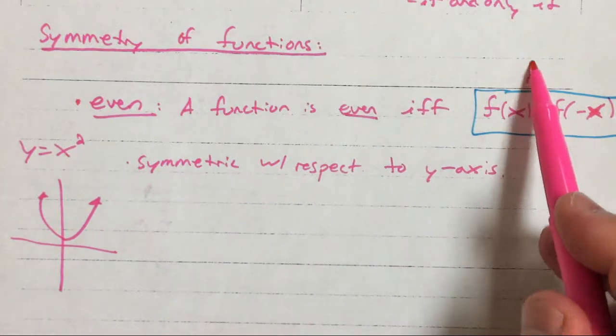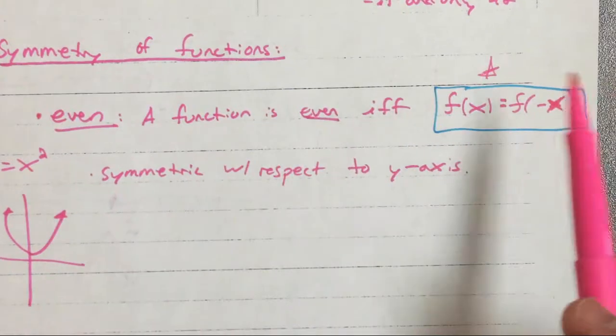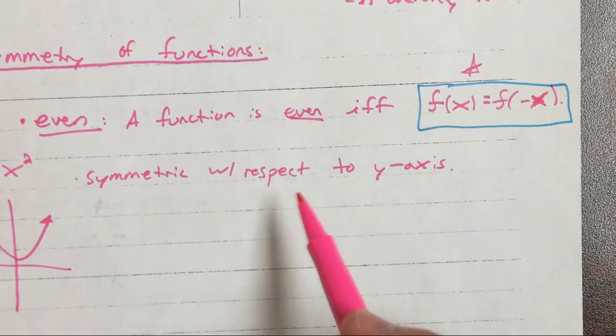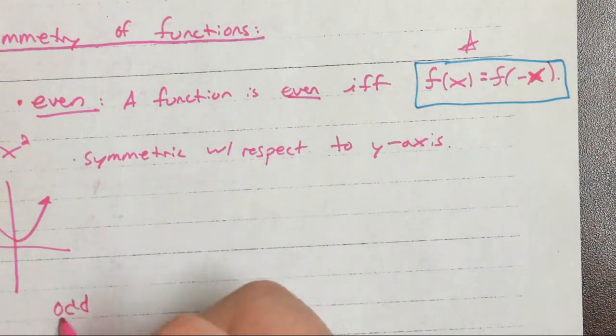But this is like, if I ask you to show something's even, you can't just draw a picture, you have to actually use this definition. I'll tell you how in a second. That's even. You can also have an odd function.